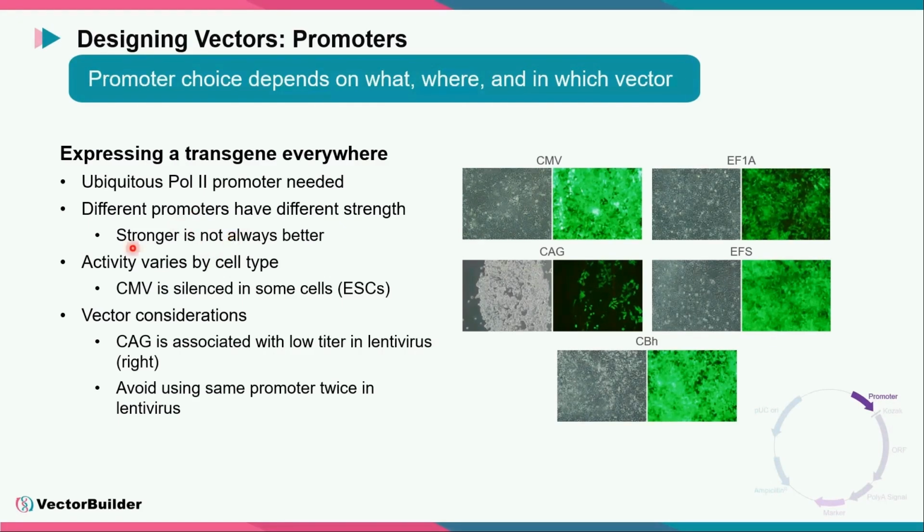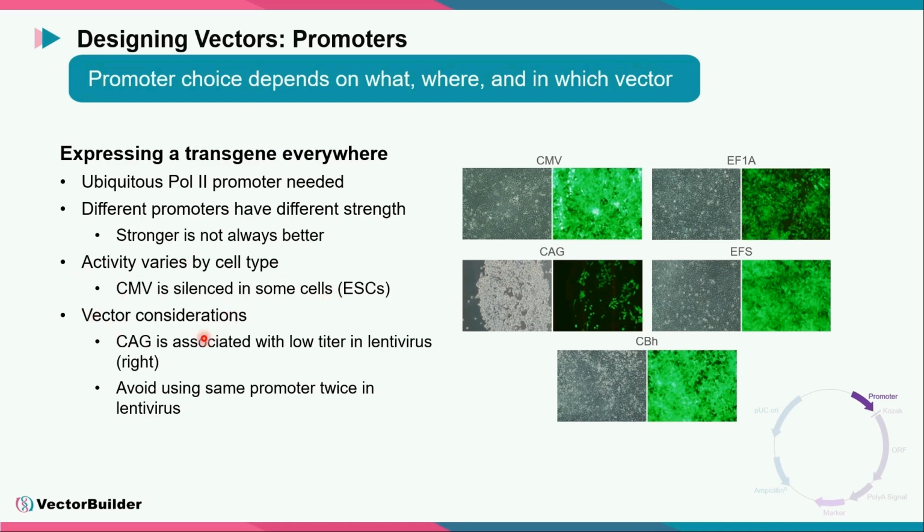Additionally, you have to consider which cells you are going to be targeting with this ubiquitous promoter, especially if you're trying to target every cell in the entire body, for instance, of your little mouse model. If you're doing an in vivo delivery and you want to target everywhere, you're going to want to avoid something like CMV, because CMV does tend to be silenced in some cell types, for instance, embryonic stem cells. So another ubiquitous promoter is probably going to be a better choice there.